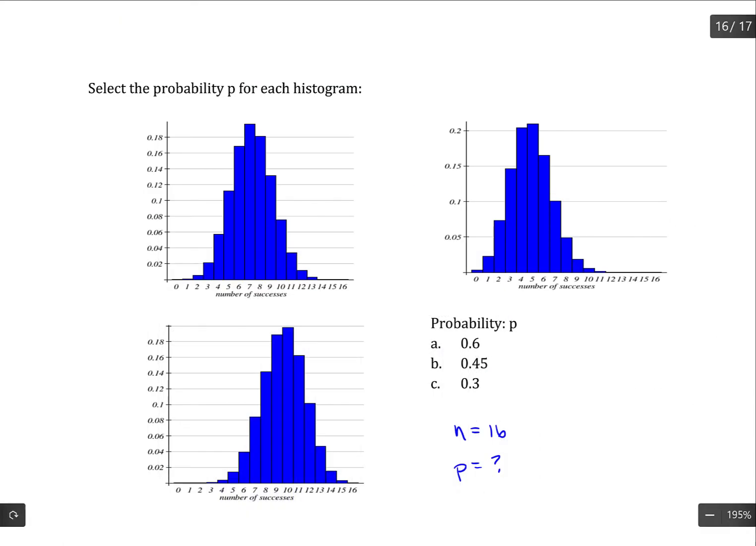So what I'm going to do is try and decide here which one's closest to the center, right? So the one that's closest to the center is this one here, right in the center. So the one that's closest to the center is going to be closest to 0.5. So I have 0.45, so that's going to be this one. So this is 0.45.